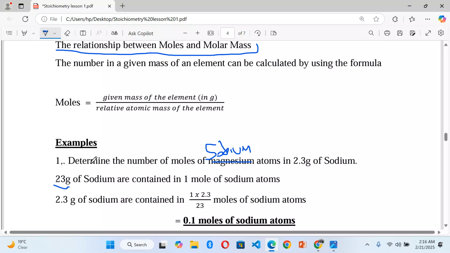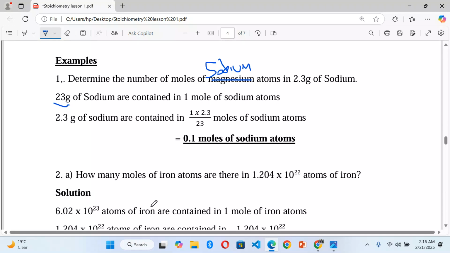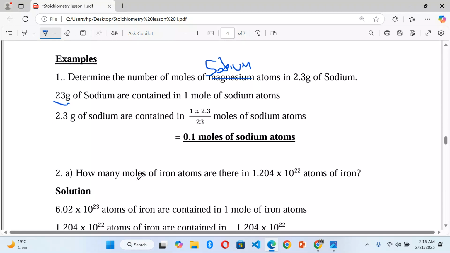You can just substitute in this equation, or you can use the first principles. The second question is asking how many moles of iron atoms are there in 1.204 times 10 to the power 22 atoms of iron. In this case, they want us to see how many moles are there in these atoms. These are particles of iron, and they want us to find the moles present in these particles.